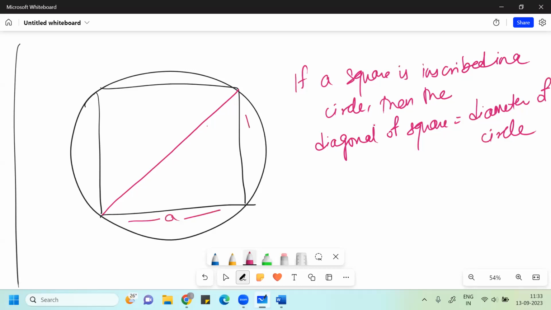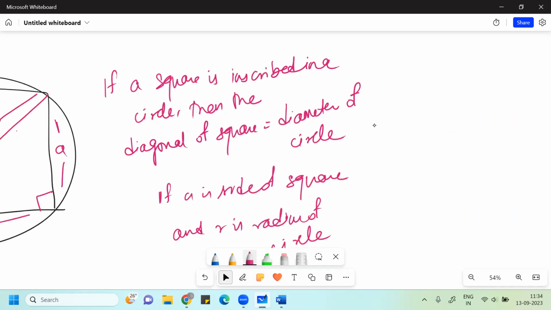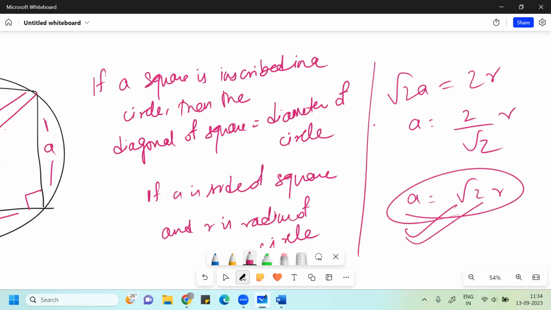Suppose this is A, this is A. So I hope you know Pythagoras theorem. So this would be root 2A. If A is the side of the square, and R is the radius of the circle, you can say that root 2A is equal to 2R. Please remember. You can say that A is equal to 2 by root 2 R. So A is equal to root 2 R. Keep this in your mind. Remember this property.